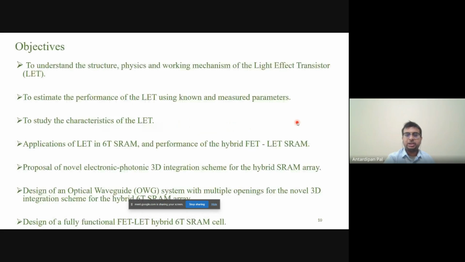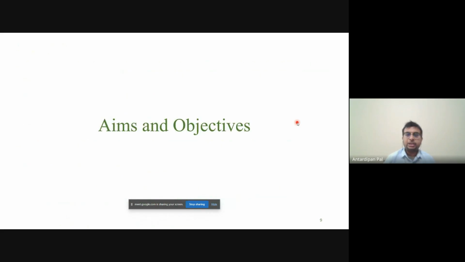Now, aims and objectives. It's a vast topic, and there is no time; I only have, let's say, 1 more hour. So the main objective will be to discuss a novel photon detector structure, which we have developed, me along with my supervisor and the group members during my PhD. It's called a light effect transistor. So what's an LET? We will directly go into it.